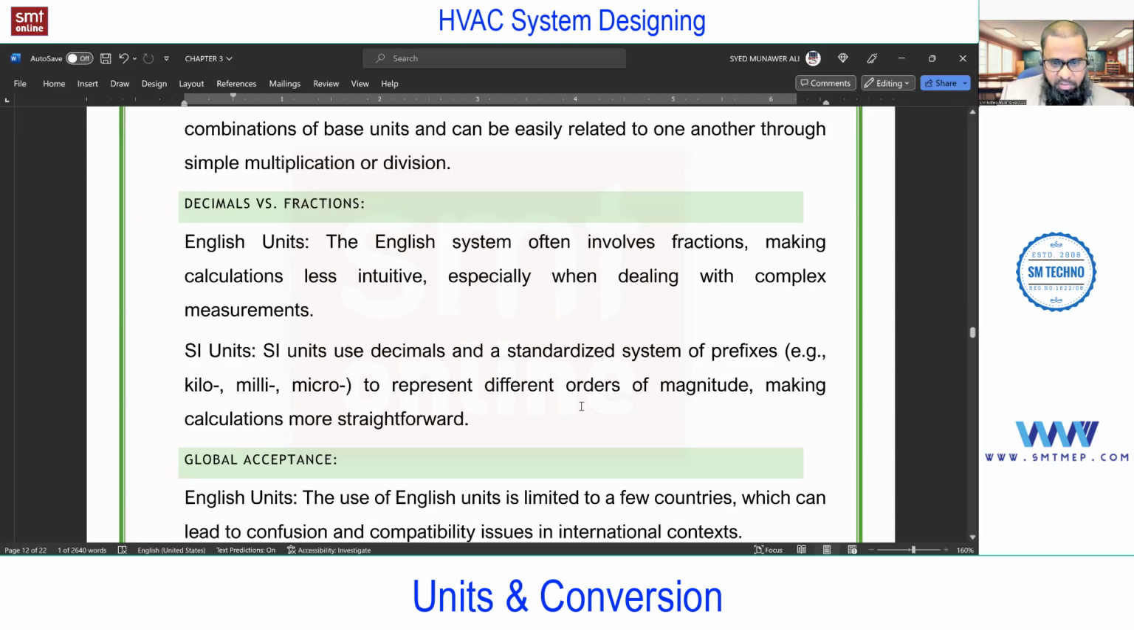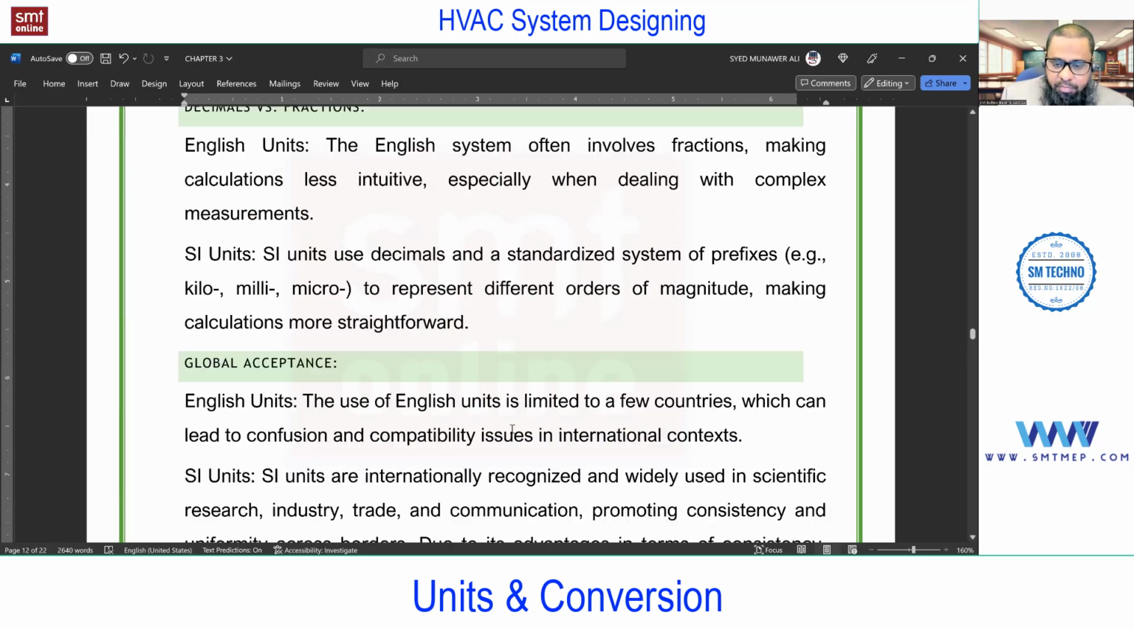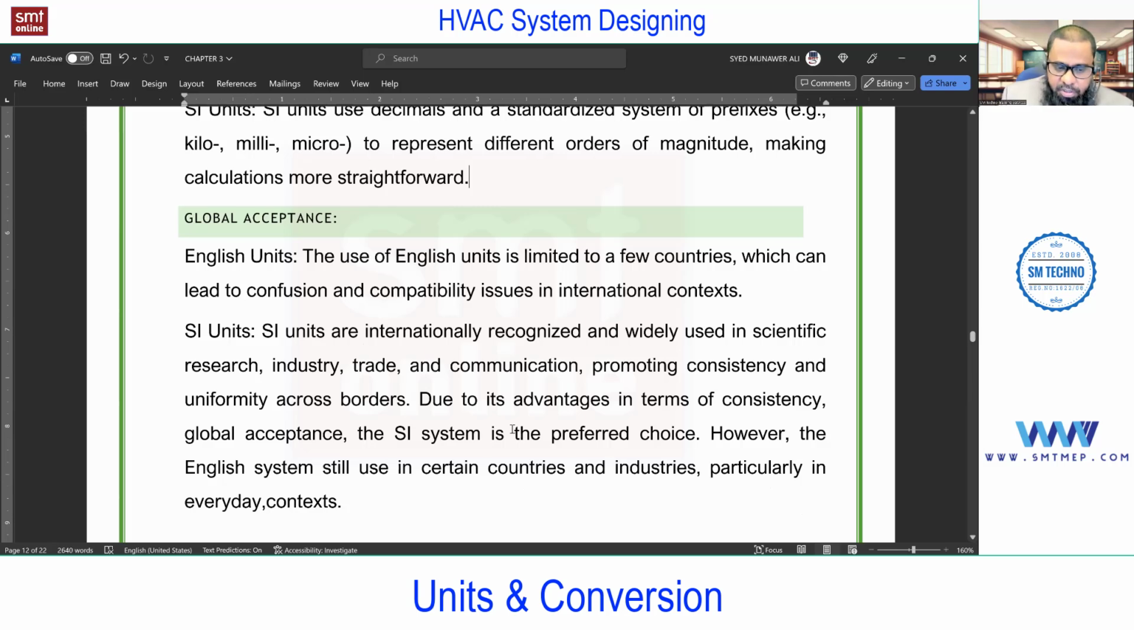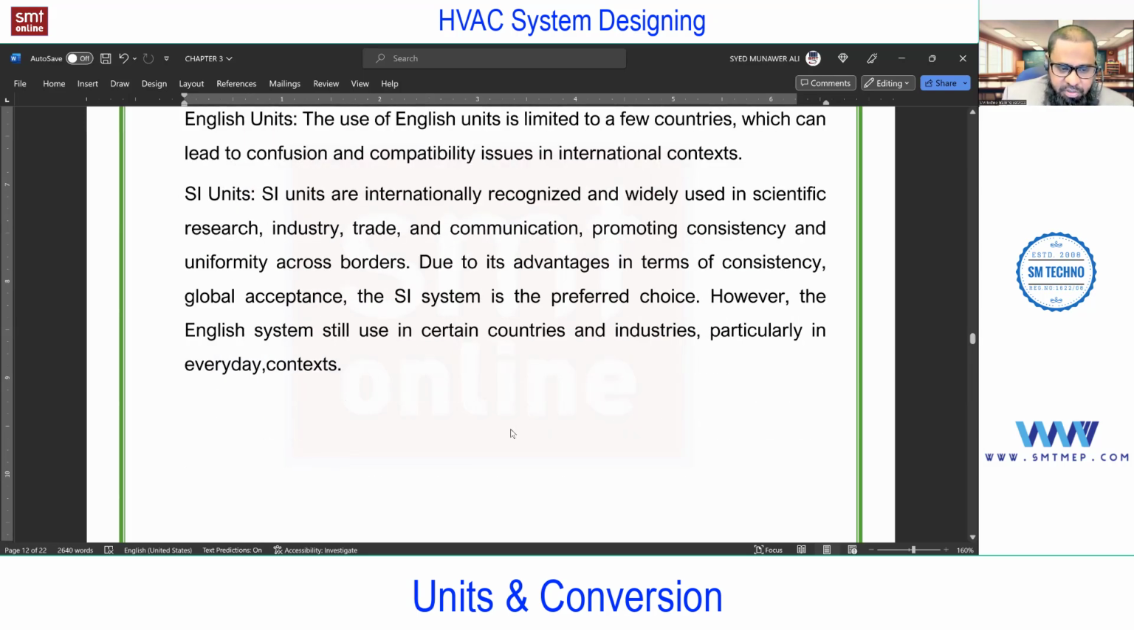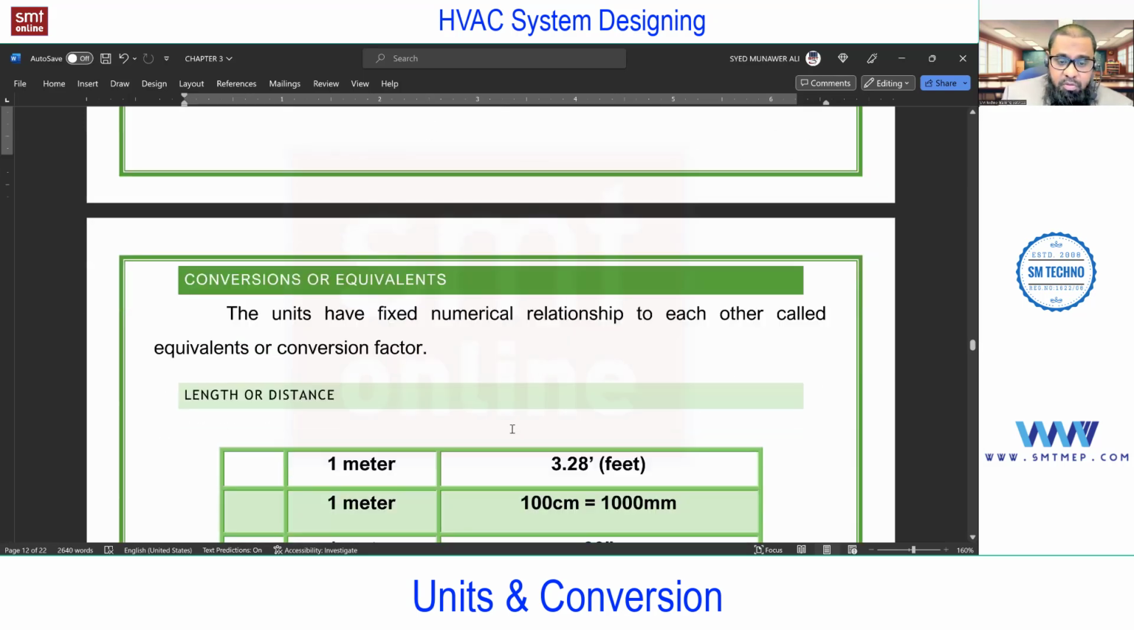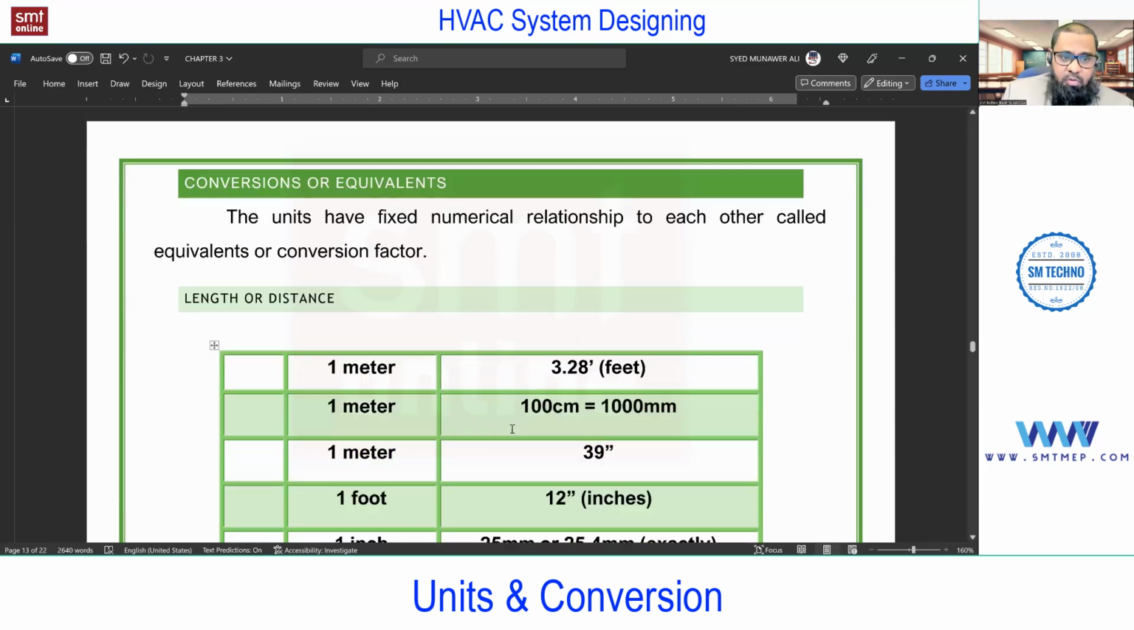And now the question is, if you want to be ready for both, what will happen? What problem will arise? Conversion, right? So the next topic is conversion, and this is also very, very important. We'll try to visualize these units or physical characteristics with the help of these conversions. So what is conversion? Units have a fixed numerical relationship to each other, called equivalence or conversion. For example, 1 meter in terms of feet is 3.28 feet. And this will not change.